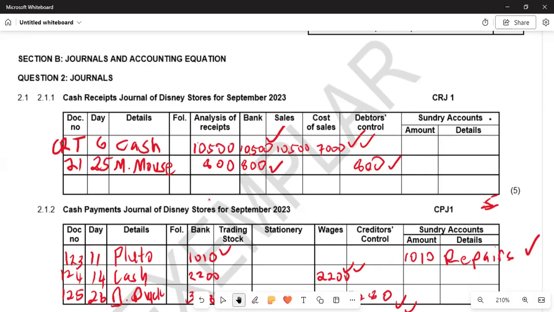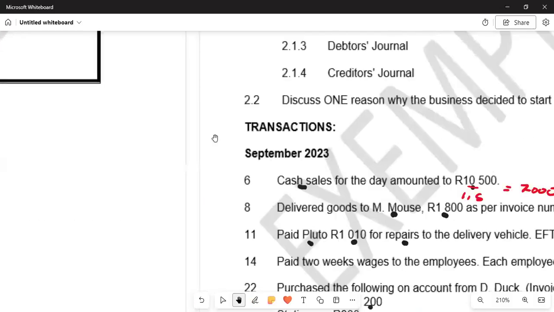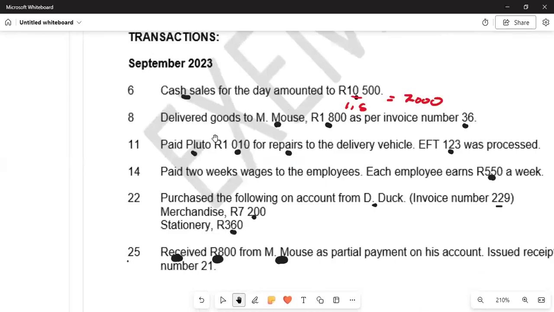Now let's come to the cash payment journal. As we all know, the cash payment journal is where we record all the cash transactions that we, as the business, paid. So we go back to the transactions and try to see which of them are going to go straight to the cash payment journal. The first transaction, as we know, is out, as it's all about the cash receipts journal. Delivered goods to M-Mouse won't go there, as we have said, it goes straight to the debtors journal.